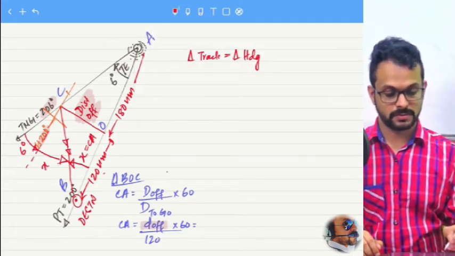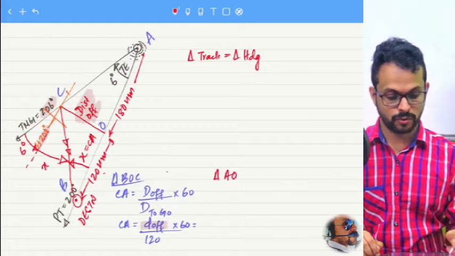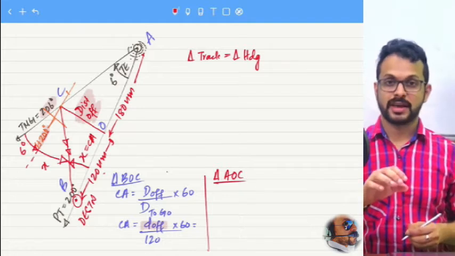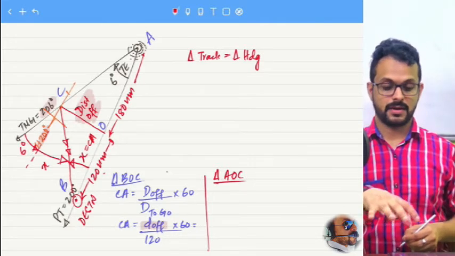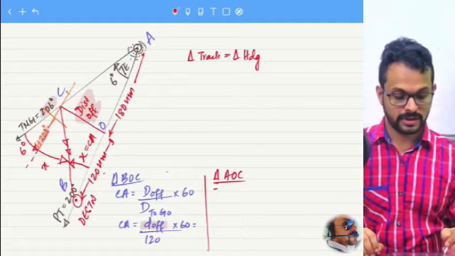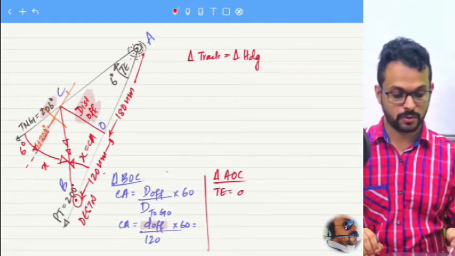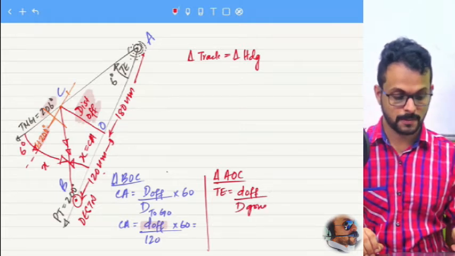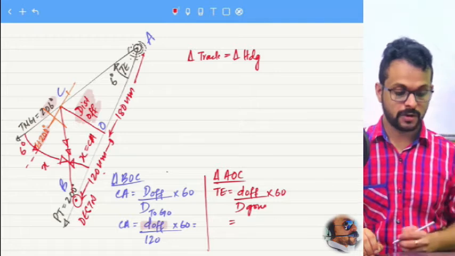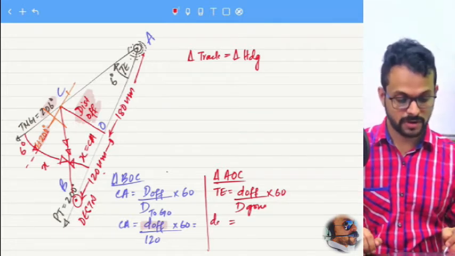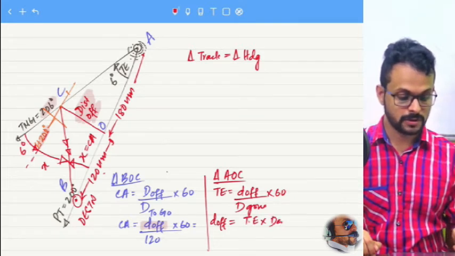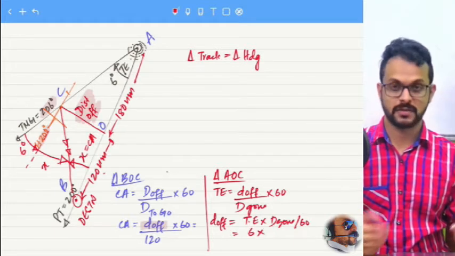To find the distance off, let's get back to the triangle AOC, again right angled at O. Applying dead reckoning 1 in 60 in the triangle AOC, track error is equal to distance off again, but the difference here is distance gone into 60. Track error is already there in the question, so distance off is nothing but track error into distance gone divided by 60, and track error is 6 degrees, which we established.